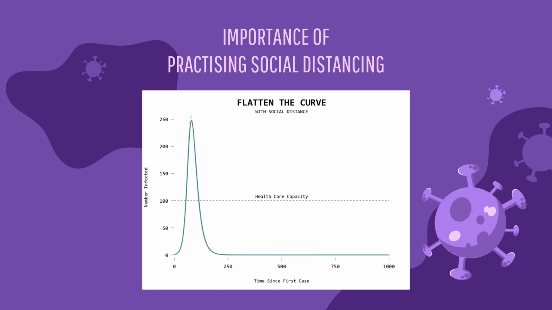If the curve flattens, the outbreak lasts longer, but it also means fewer patients arrive at the hospital each day needing critical care. Slowing that pace down means there's a better chance hospitals can keep up with the demand by having adequate supplies, beds, and healthcare providers to care for these patients.